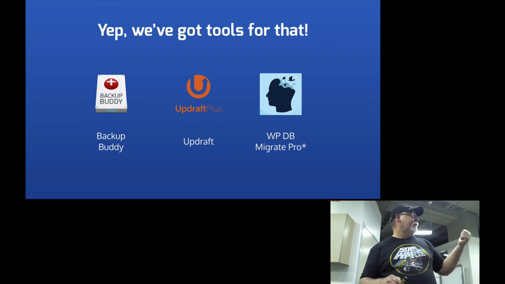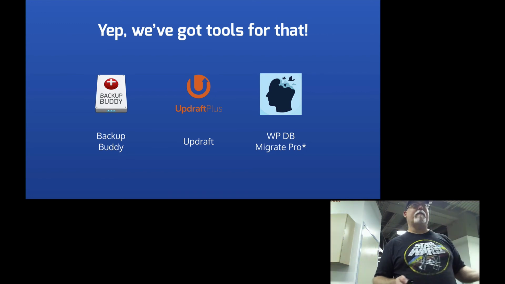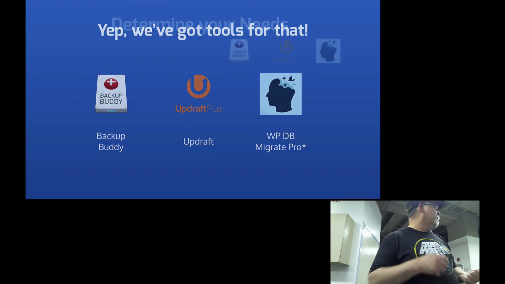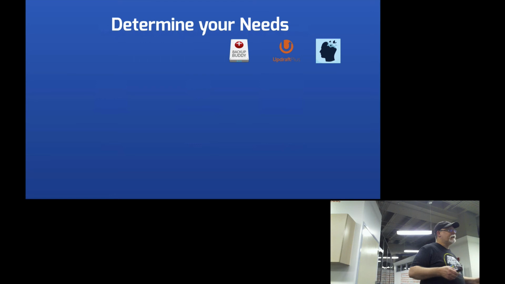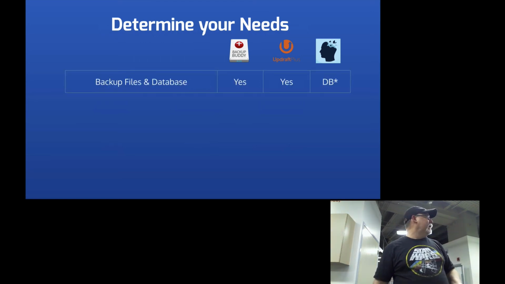Backup Buddy, Updraft, and WP DB Migrate Pro are the three I'm going to talk about tonight. I found out tonight, actually, that Updraft does backups and restores, scheduled backups, and offsite backups in the free copy. So that was pretty impressive. So you have to basically determine your needs when it comes to backing up, restoring, migrating, and moving your database.